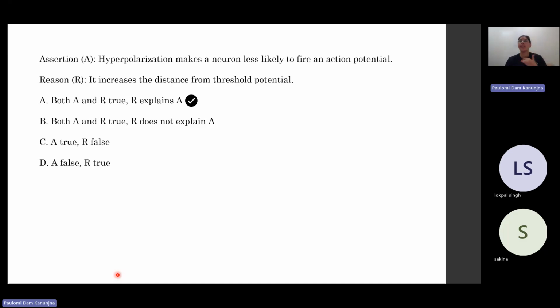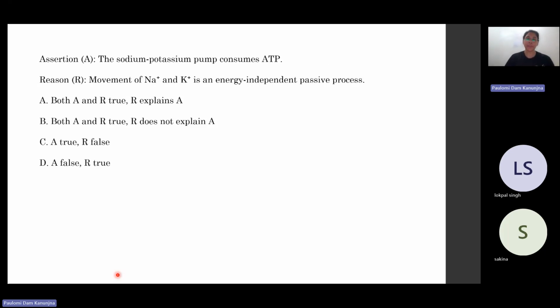Yes, we know that, right? Because you are now more negative. You are at minus 90. So going from minus 90 to plus 40 is very difficult. That's why you're less likely to fire an action potential. You inhibit it. Okay. Next, the sodium potassium pump consumes ATP. Movement of Na plus K plus is an energy independent passive process.